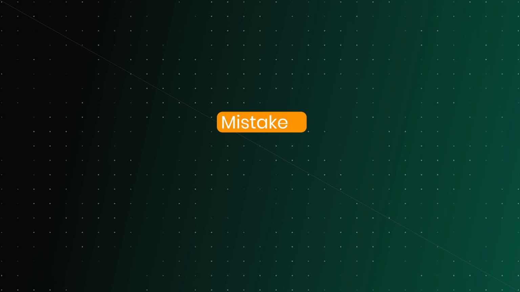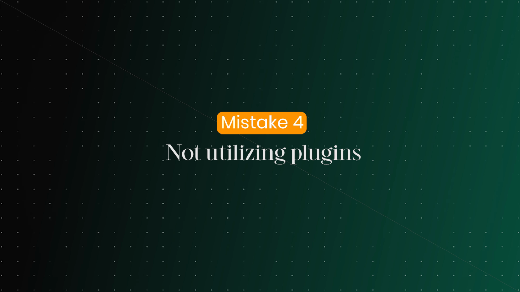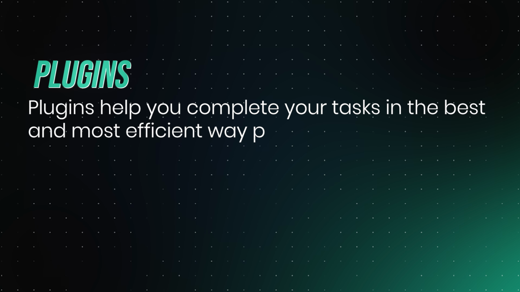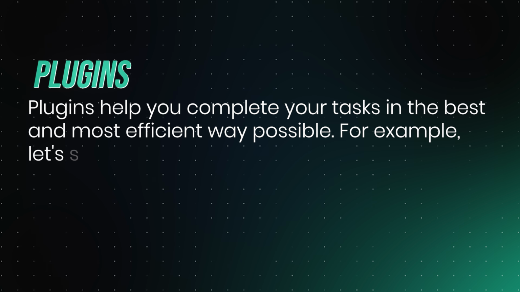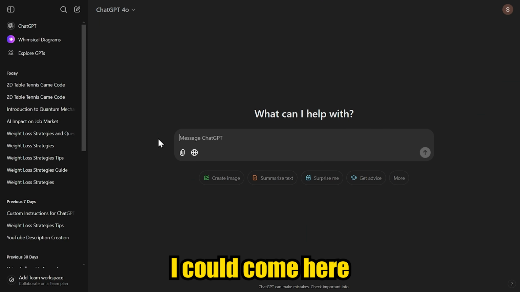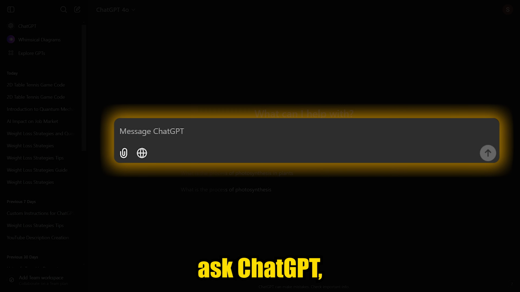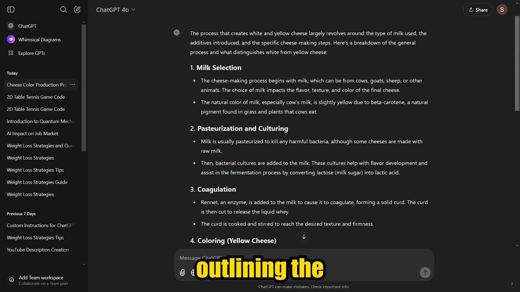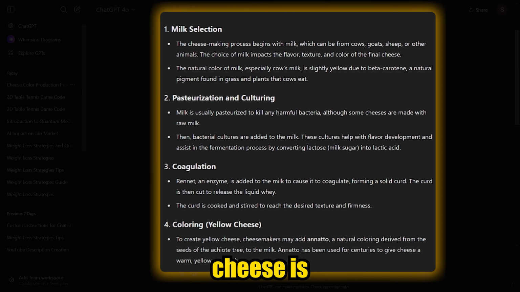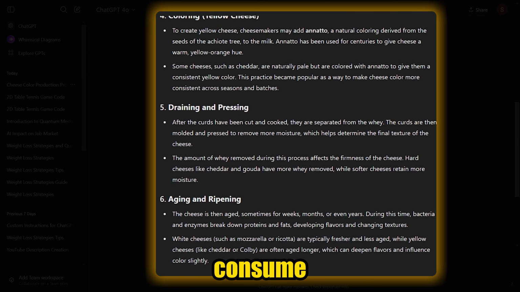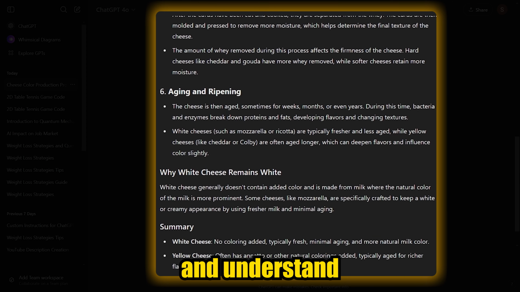The fourth mistake people constantly make is not utilizing plugins. Plugins help you complete your tasks in the best and most efficient way possible. For example, let's say I want to find out how white and yellow cheese is created. I could come here and simply ask ChatGPT, what is the process that creates white and yellow cheese? And I will get this answer outlining the different steps from which cheese is created. But all this information in the form of a list isn't that easy to consume and would take me a lot of time to read it and understand it all.